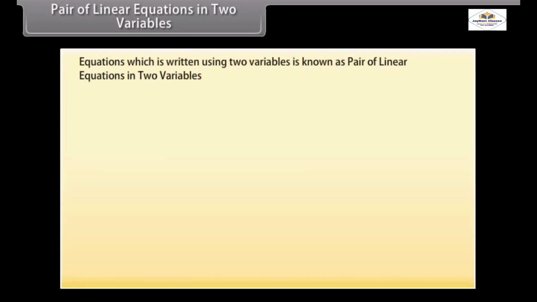Pair of linear equations in two variables. Equations which are written using two variables are known as a pair of linear equations in two variables.